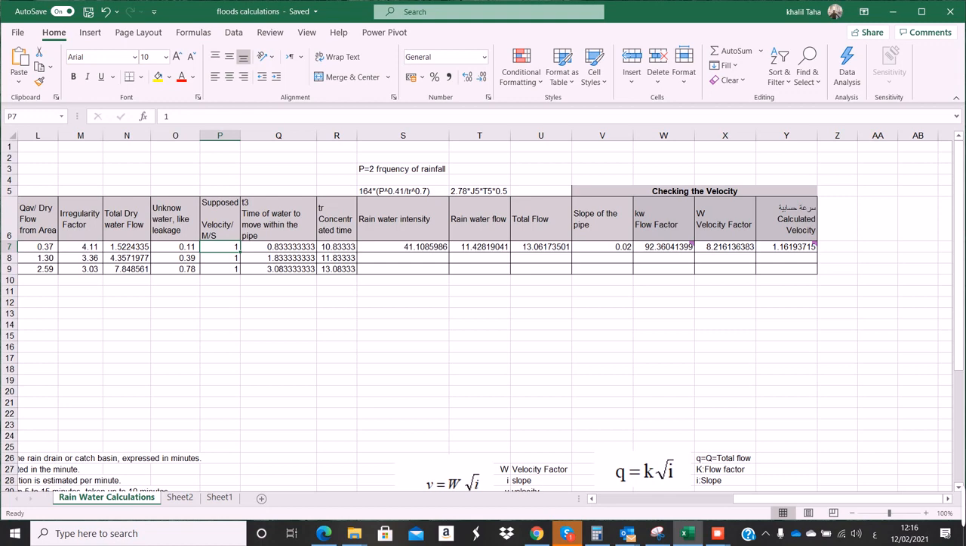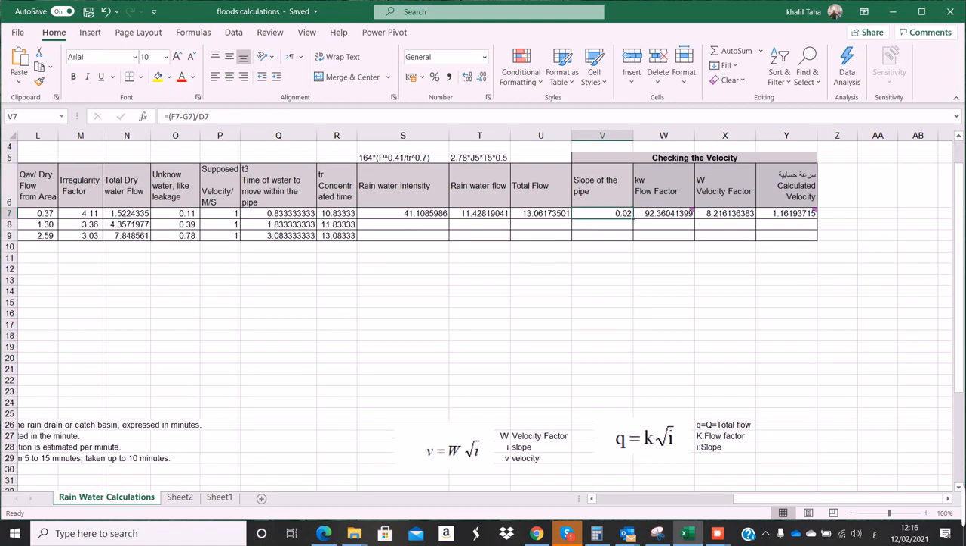But now I need to recheck the velocity. How can I check the velocity? Now I have the total flow and I have the slope. I can use other formulas like Manning or those of other scientists. I will use this formula.